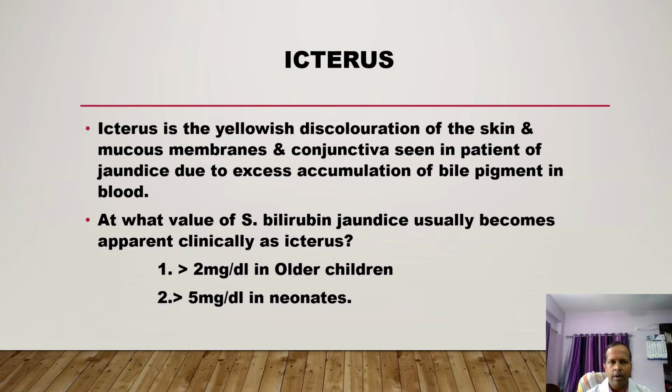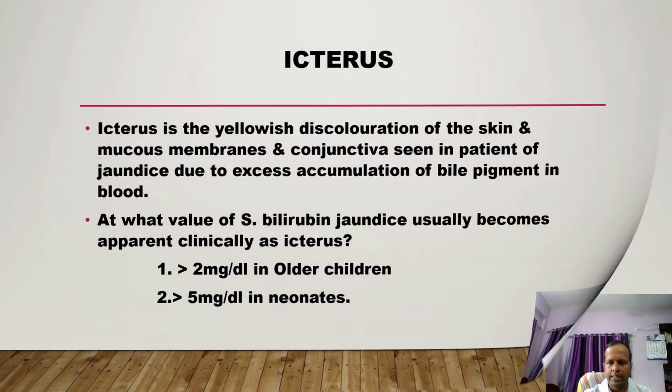So at what value of serum bilirubin does jaundice usually become apparent clinically as icterus? This is an important question. For older children, it is more than 2 milligram per dl, and in neonates, the serum bilirubin values should be more than 5 milligram per deciliter to manifest as icterus.